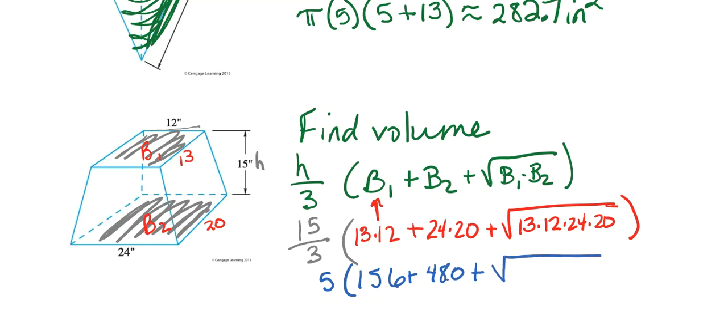If I go ahead and multiply 156 times 480, I get 74,880. I'm going to go ahead and just do all of this in one fell swoop. 156 plus 480 plus the square root of 74,880. I end up with a volume of approximately 4,548.2, and those are in inches, so it's inches.